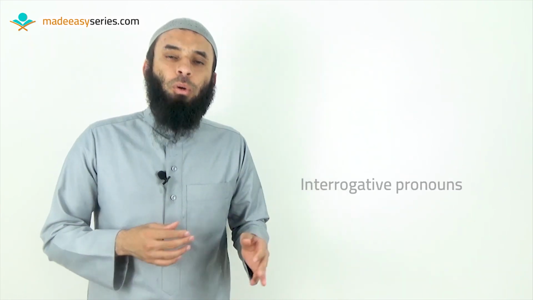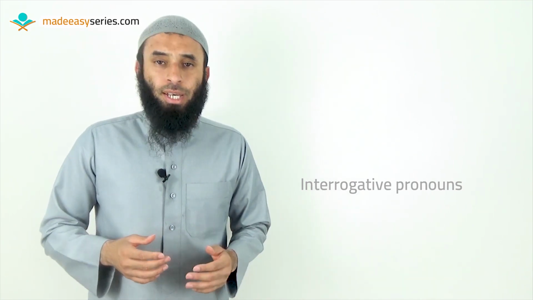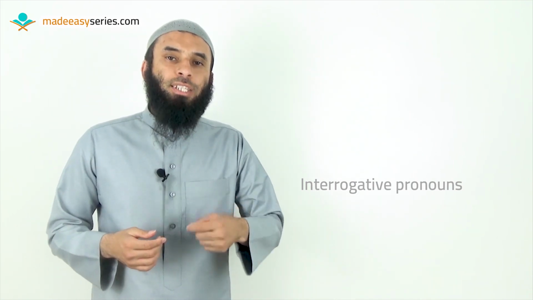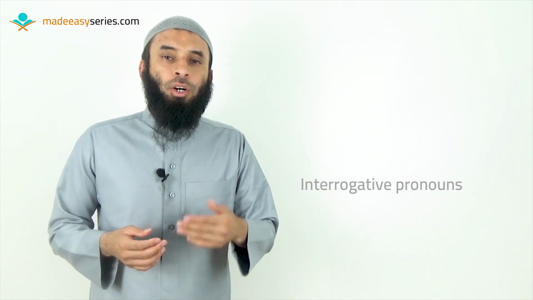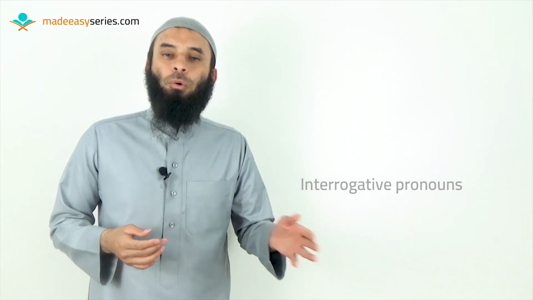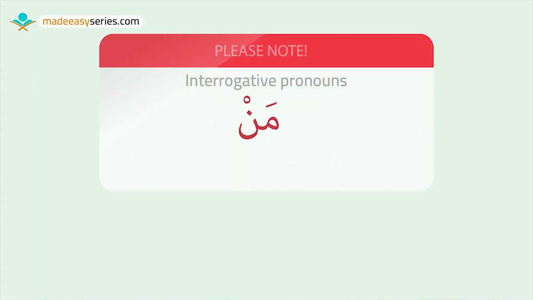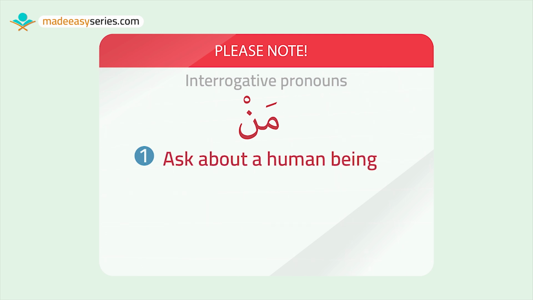In this lesson, we learned an important questioning word, or in English grammar, an interrogative pronoun. Now, interrogative pronouns are just the words that we use to ask questions to find out some information. Words such as what, where, who, when, why, how, and so on. We took the word man. The word man means who. Please note three important points whenever we use the word man. Number one, after the word man, it has to be referenced to a human being. After the word who, we have to be asking about a human being.